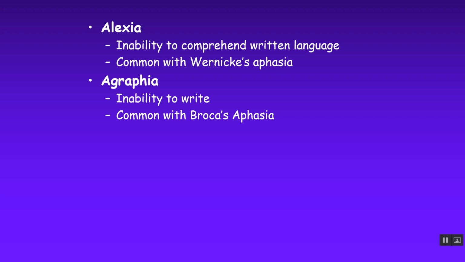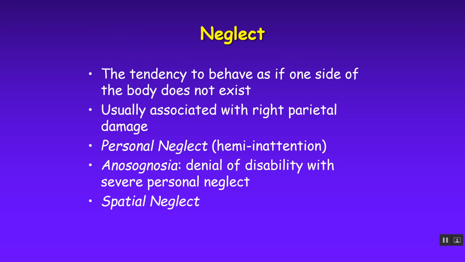These are the terms I mentioned before. Alexia is inability to comprehend written language, which is associated with Wernicke's aphasia, and agraphia is inability to write, associated with Broca's aphasia. We're almost done with this, right? So you guys okay with this, get through this?